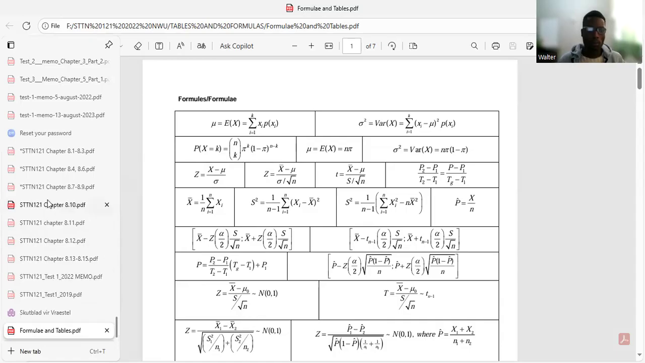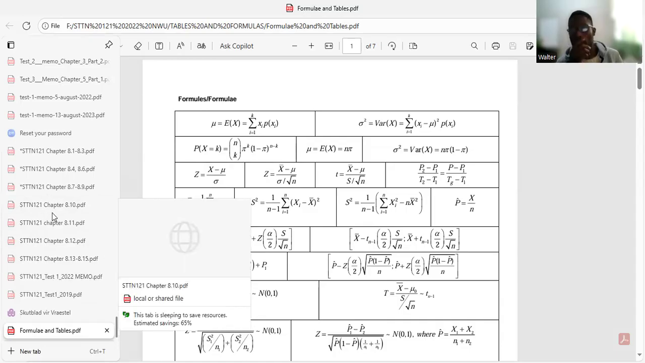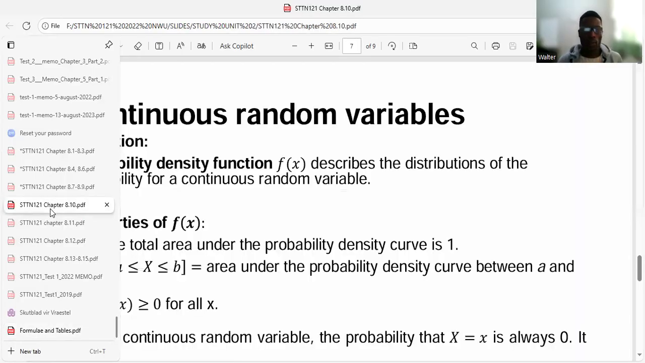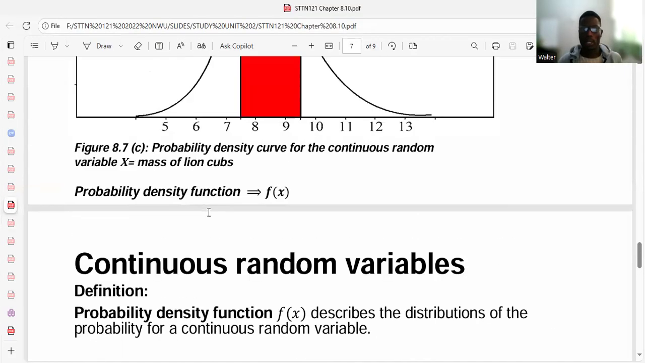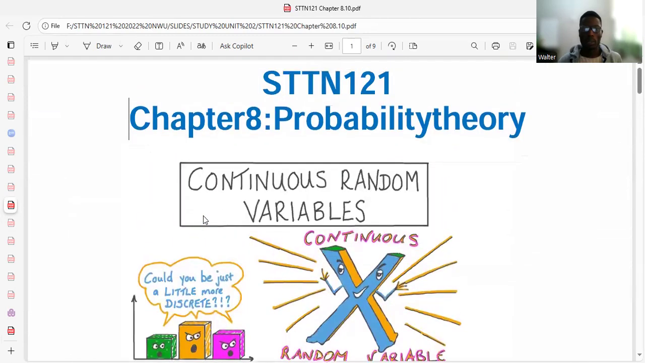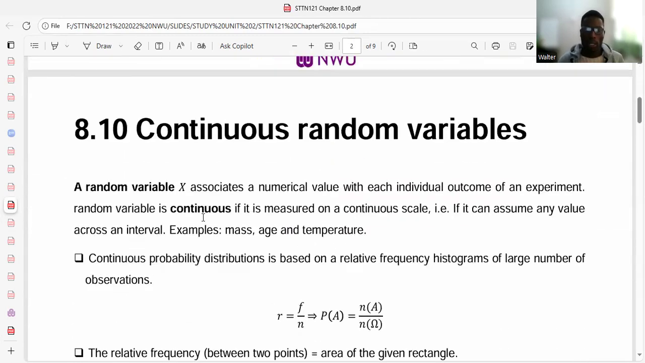I remember on the previous video that I recorded, I explained 8.1 to 8.9. So now on this one, I'm on 8.10. Okay, guys.